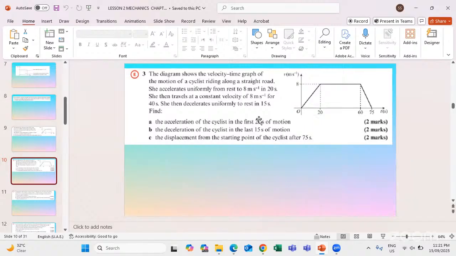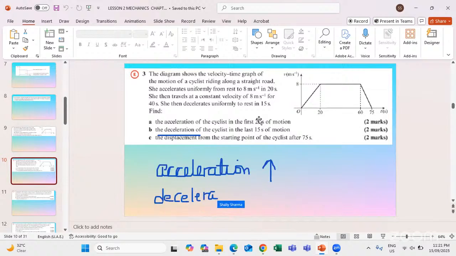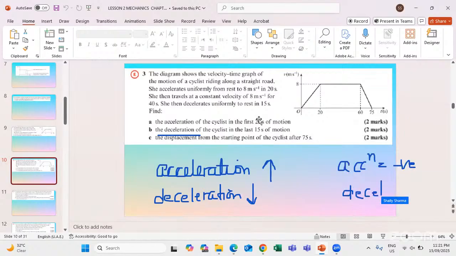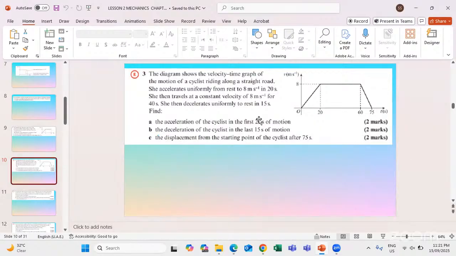Then the second part of the question is the deceleration. Now what is deceleration? When we use the word acceleration, this basically shows that velocity is increasing. When the word deceleration is used, that means velocity is decreasing, or we can say acceleration is negative. If I say acceleration is a negative value or it is a deceleration, they have the same meaning.